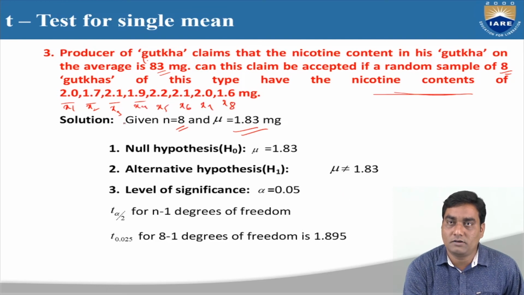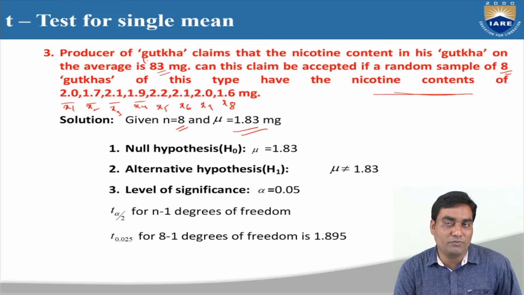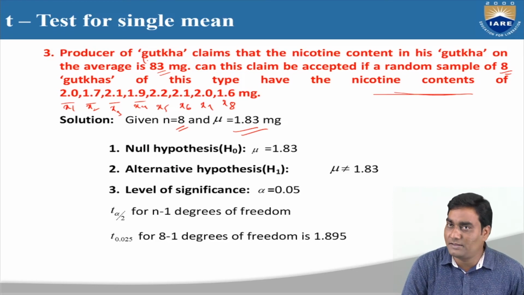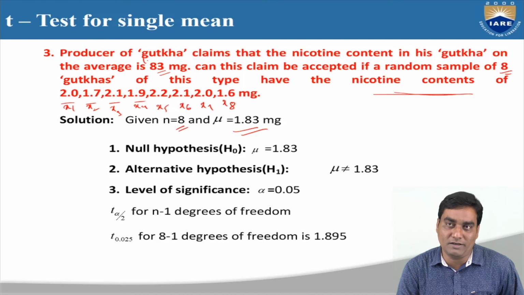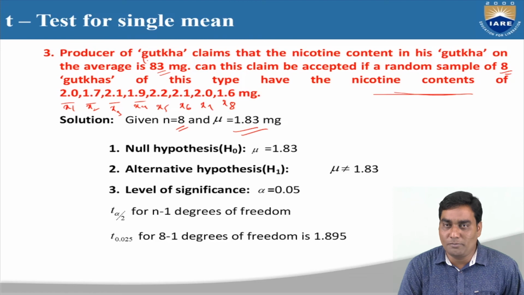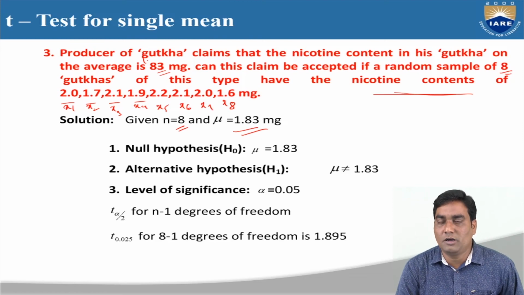8 samples with size n equal to 8. Now, which test is suitable for the given problem? Simply, the sample size is 8, and we have only one sample. That's why we are going to use the t-test for single mean by using the test of hypothesis procedure.